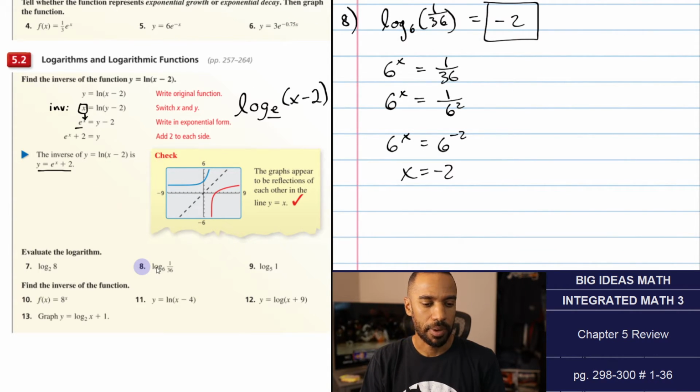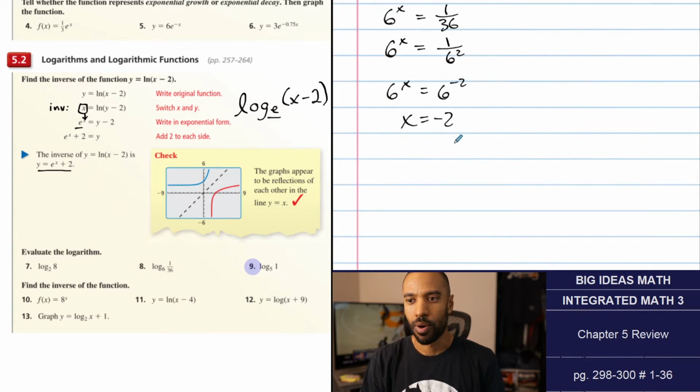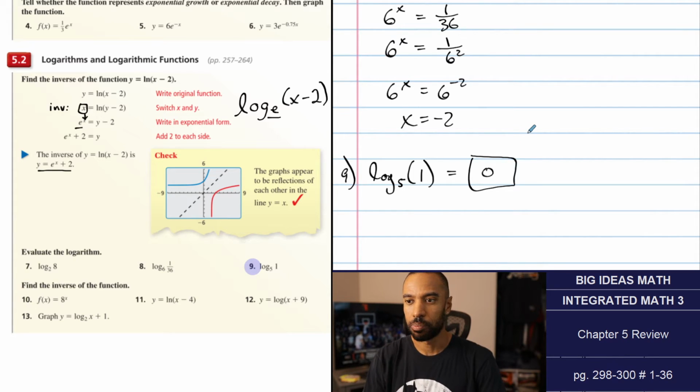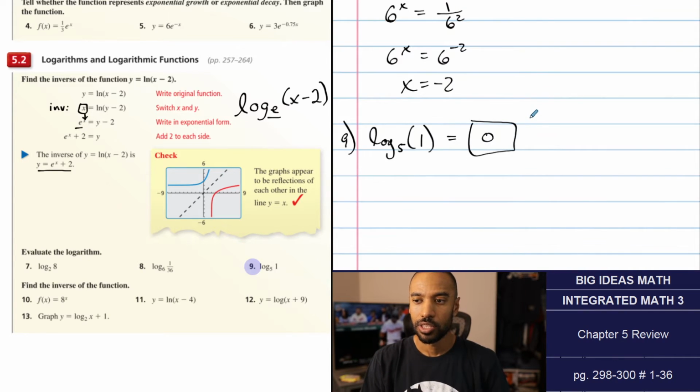Number 9 says log base 5 of 1. Now, the log of 1, regardless of base, will always be the same value, regardless of acceptable bases at least. Can't have a base of 0. Log base 5 of 1 is 0. Log of 1 is 0, period. Whether common log, natural log, log base 5, log base 2, log base 1/3, it's always going to be 0.